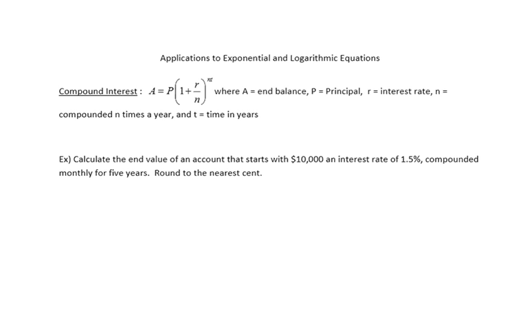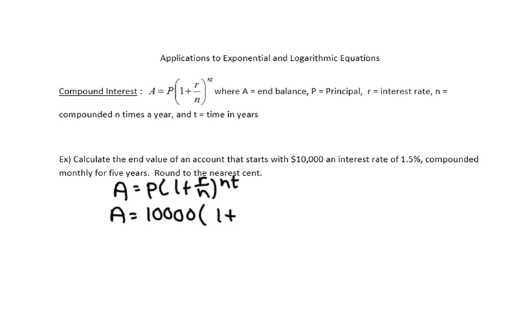All right, so let's take a look at the first example then. I want to calculate the end value of an account that starts with $10,000 with an interest rate of 1.5% compounded monthly for 5 years. Round to the nearest cent. So let's write the formula for this. Now I'm going to plug in with what I know. Now remember, the 1.5%, I got to change that percent to a decimal. And it's monthly. There's 12 months in 1 year. And then it'll be 12 times 5.